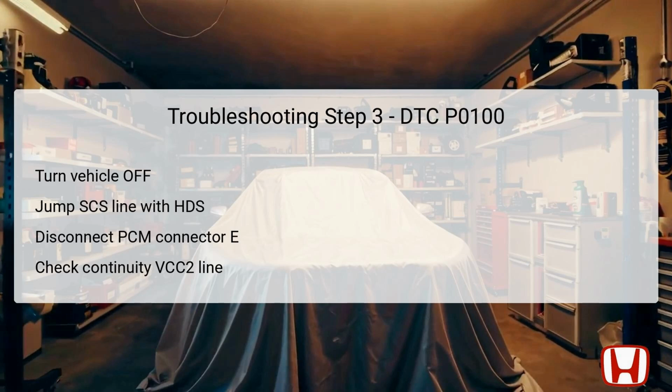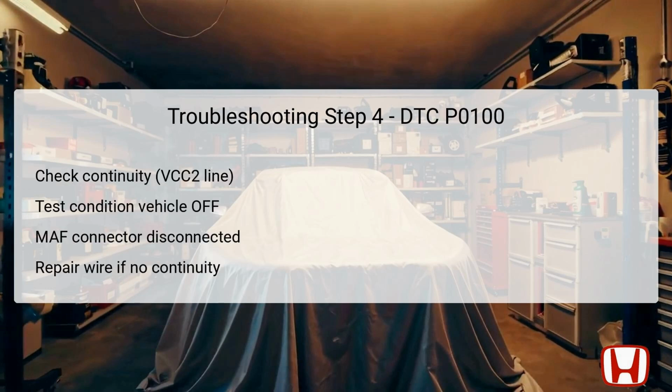At this point, check for continuity between the test points, the MAF sensor's terminal number 3, and the body ground. If continuity is present, it indicates a short in the VCC2 wire, requiring repairs to restore functionality. On the other hand, if there's no continuity, the wire is not shorted, leading you to the next step.